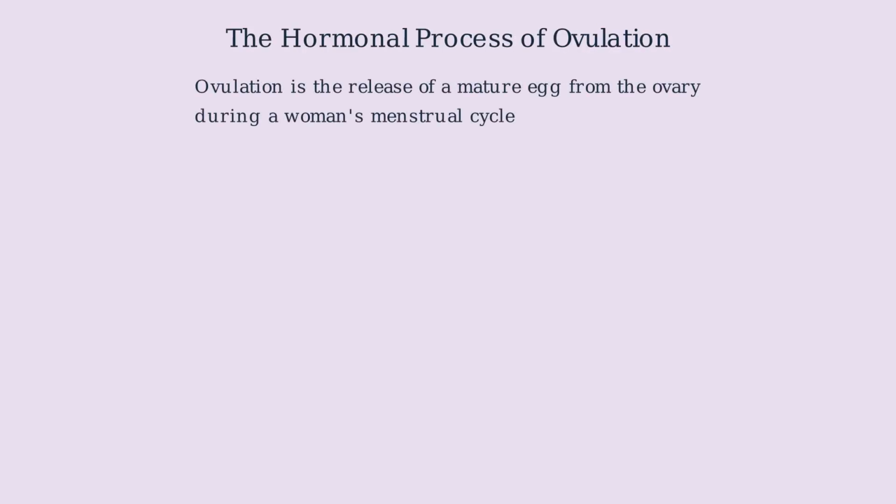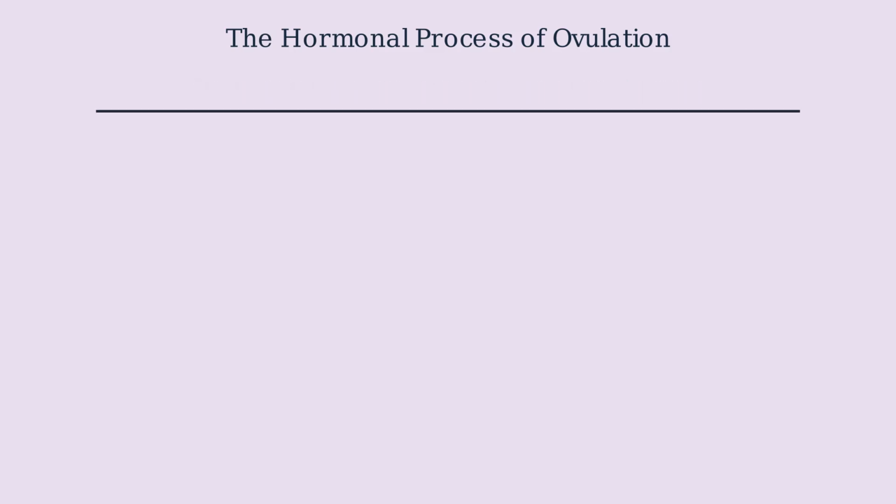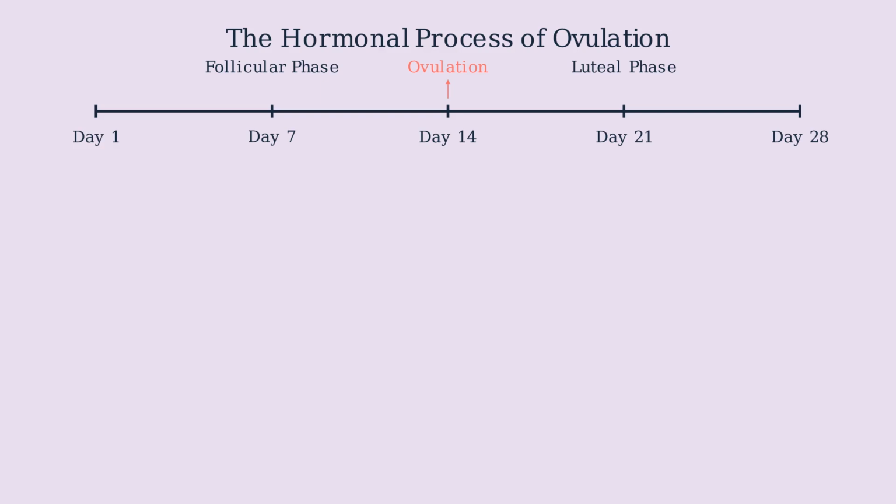Ovulation is the release of a mature egg from the ovary during a woman's menstrual cycle. The process begins with the follicular phase. Ovulation typically occurs around day 14 of a 28-day cycle, though timing varies among women.